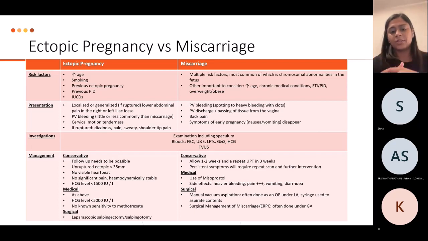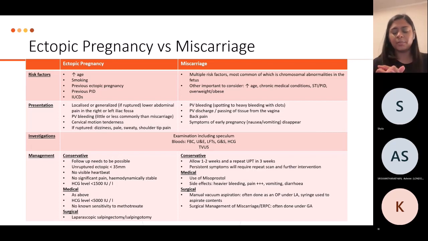You've got a couple of other extra things on the list there, which you can look over at some point. The investigations are often very similar because you need to examine them, you need to do a speculum, and you need to do some bloods, as well as a transvaginal ultrasound scan, because really that's the most definitive thing that's going to tell you where the pregnancy is. There are different types of management for each one, and people often get the two a little bit confused.